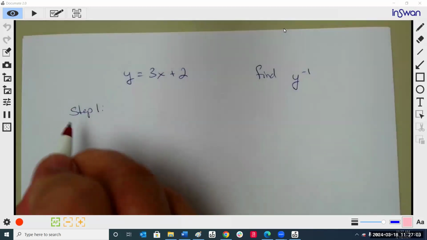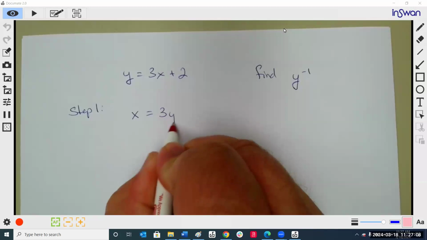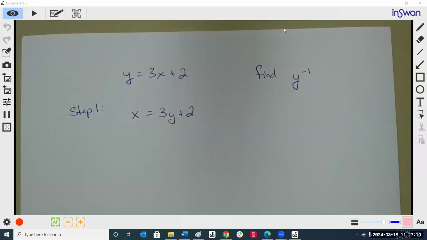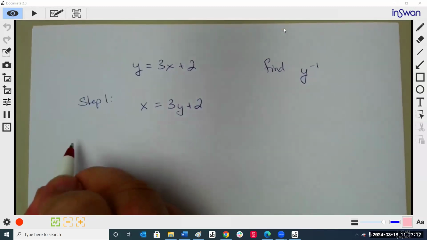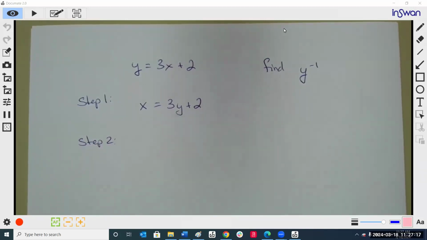So what's the first step? You switch X and Y. Step 2, solve for Y.